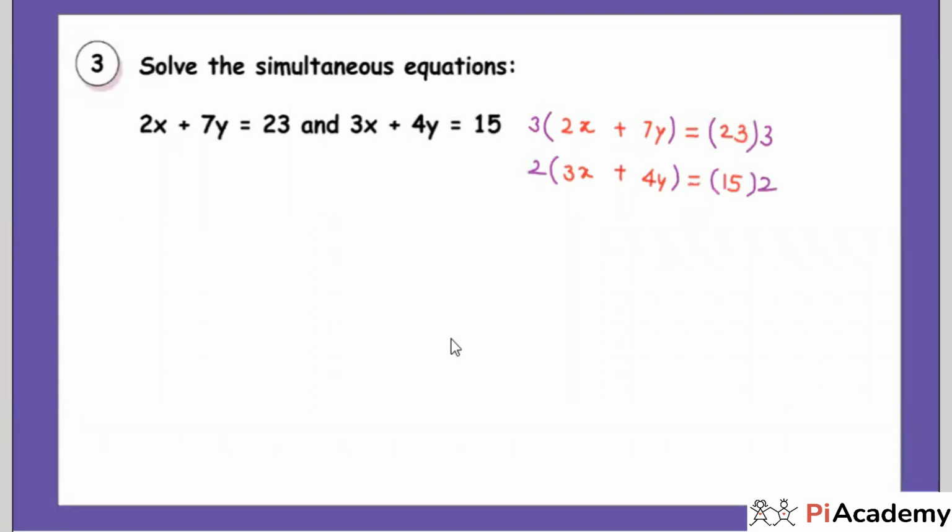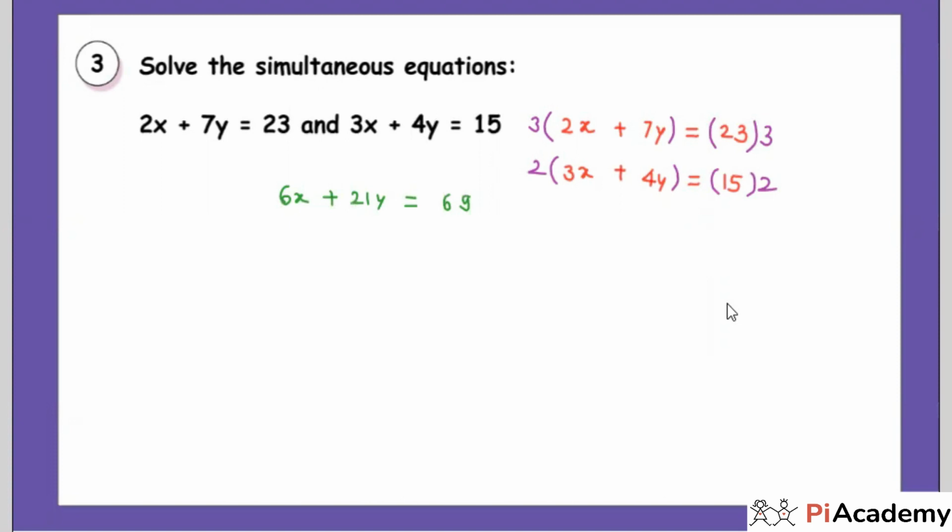So after multiplication, you may find my first equation is: 3 times 2x, that's 6x. And 3 times 7, that is 21y. And 23 times 3? 3 times 3 is 9, and 2 times 3 is 6, so 23 times 3 is 69. This is my first equation.